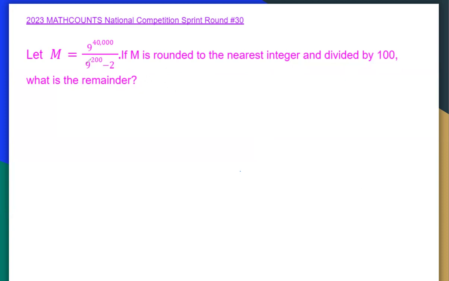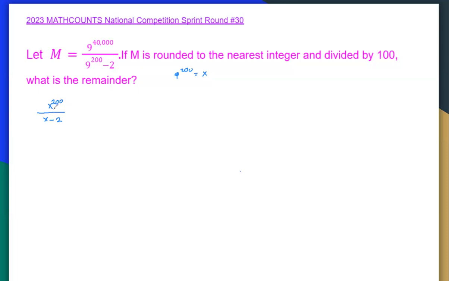The 9 to the 200, and this power is also a multiple of 200, which is kind of nice. So I will take 9 to the 200 as equal to x. If I do this, my 9 doesn't look like 9, but this is 200 times 200, so the numerator will be x to the 200, and divide this by x minus 2. But we don't really know how to deal with this either.